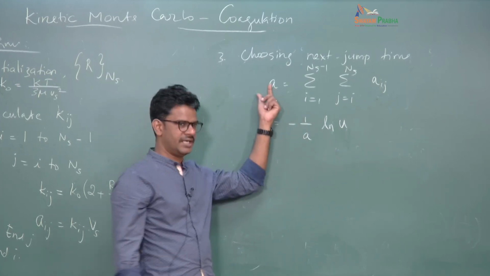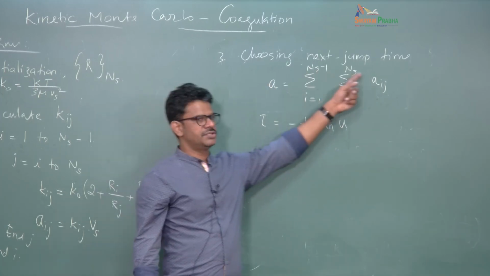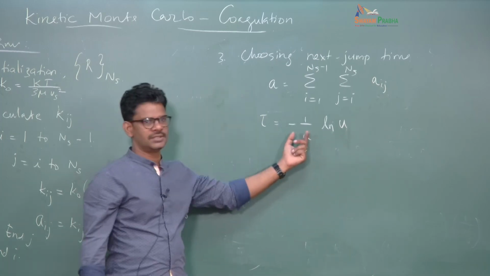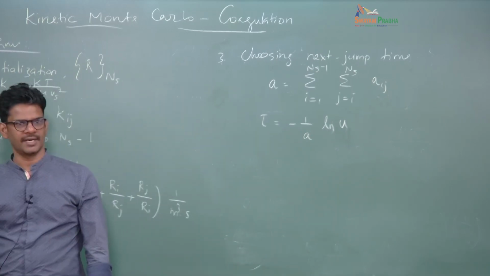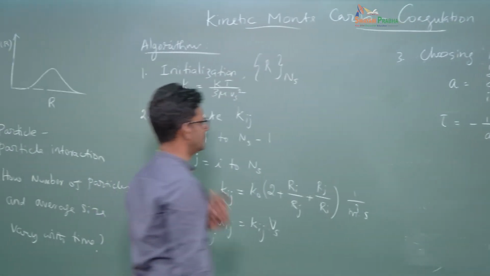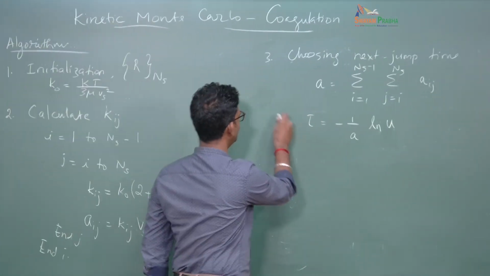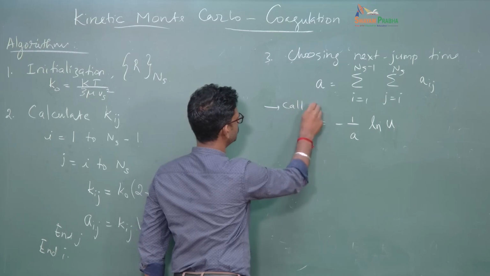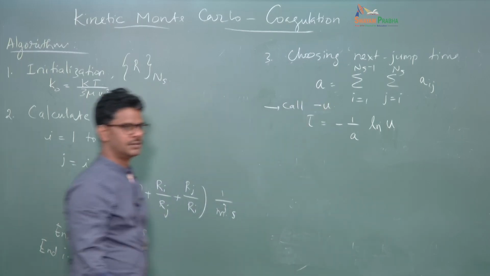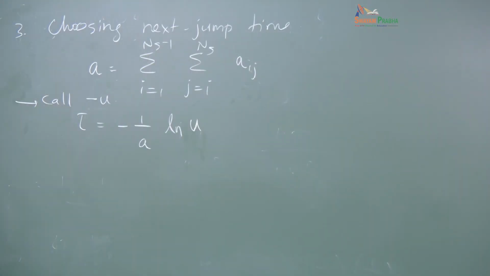Once you have the total rate A, you find the next jump time based on this exponential random number. Okay, so this u here is the uniformly distributed random number. So just before here you would generate u, and then you found the next jump time. Okay, so time is chosen.